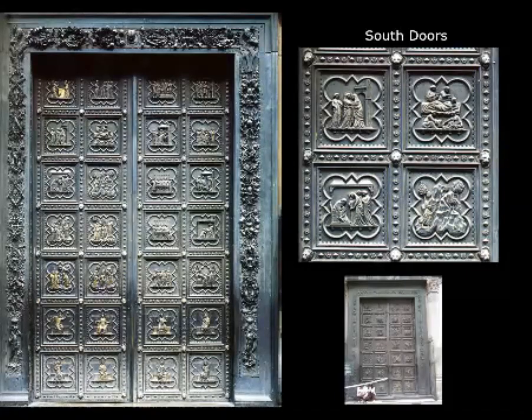So the south doors consist of 28 panels, and they're basically the life of Christ from the New Testament. These show the 4 gospel writers, and these show 4 church fathers. And the rest of these are scenes from the life of Christ. So here are some examples of them. They're fairly basic, partly because they're fairly small. You had to fit 28 of them according to the commission.